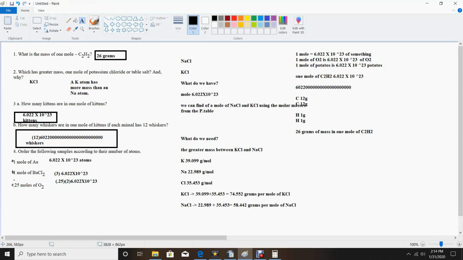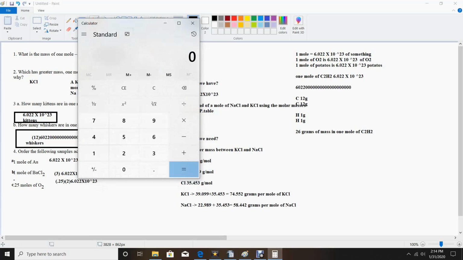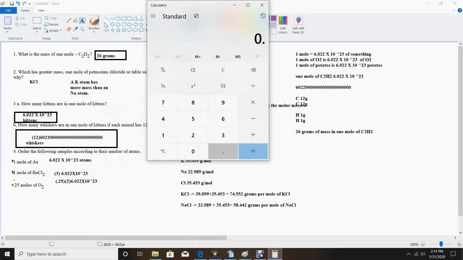One way to think about this, 0.25 times 2 times 6.022 times 10 to the 23rd. Just start by doing that first set of multiplication there. 0.25 times 2 is 0.5. So this is going to be a half a mole. So our oxygen is the least number of atoms. It has 1/2 a mole's worth of oxygen atoms.